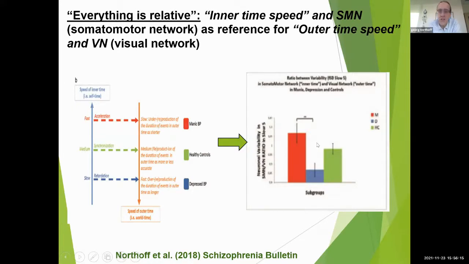We calculated the ratio between inner and outer time speed, between somatomotor network and visual network. You can see the red one is mania. Here, the inner time speed is way faster than the outer time speed. Whereas in depression, the blue one, you had the opposite. Outer time speed was much faster, with higher neuronal variability in visual network than in somatomotor network, so that the inner time speed on the neuronal level was too slow, and the healthy subjects were in between.